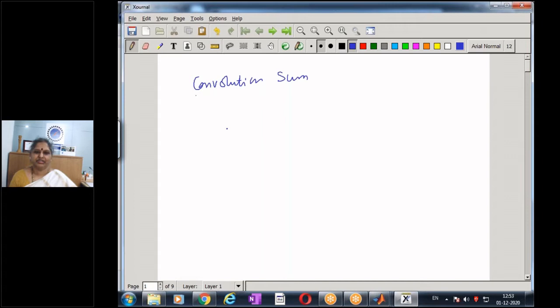Suppose I have a signal x of n, and I want to convolve it with x of minus n. So I am performing the convolution of the signal with not itself, but with the inverted signal. When I do this, I end up performing a correlation.